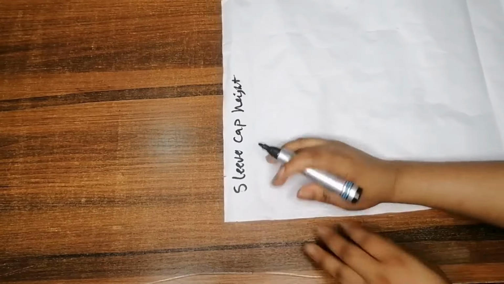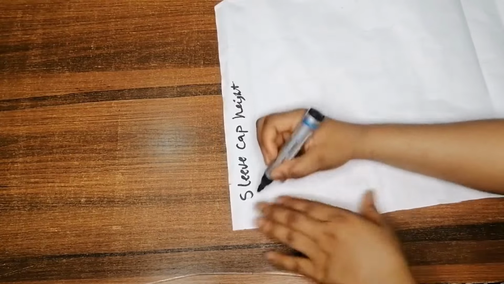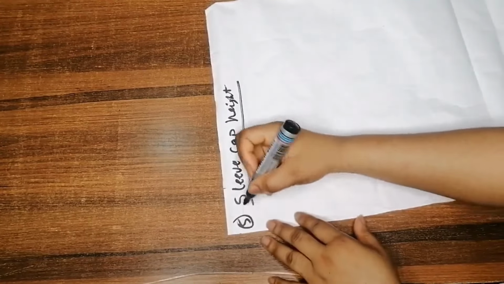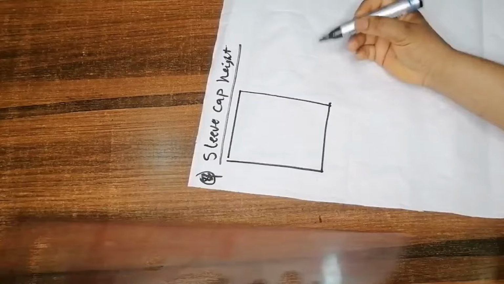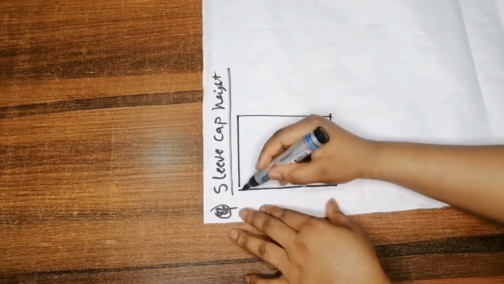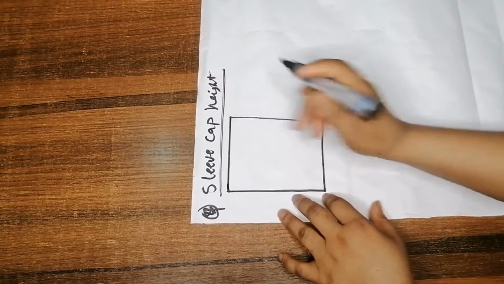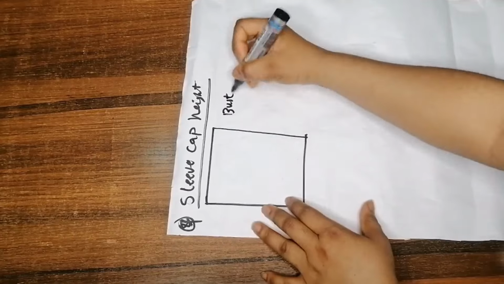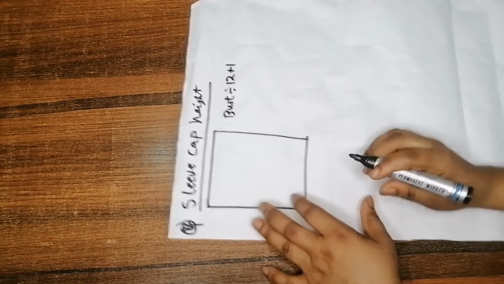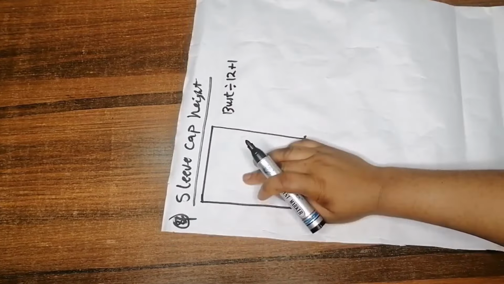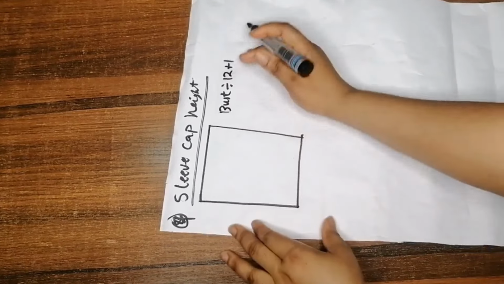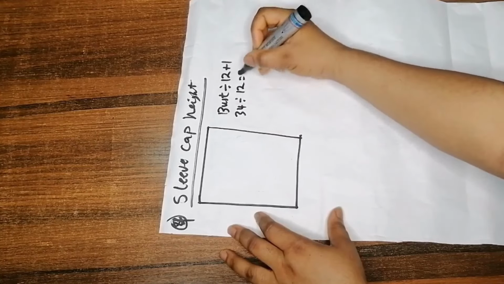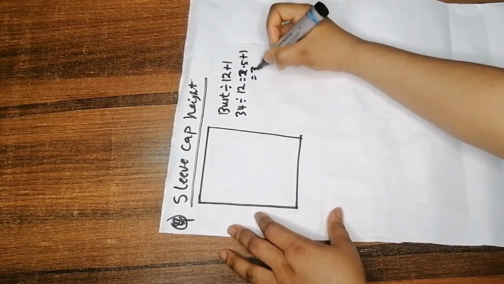So the next one is the sleeve cap height. When you want to draft a sleeve, this is the fourth one. Let's assume this is your fabric you want to use to cut out your sleeve, and here is your sleeve. For your sleeve cap height, you're going to divide your bust by 12 plus 1 inch. So my bust is 34 divided by 12, I have 2.5, plus 1 is equal to 3.5.